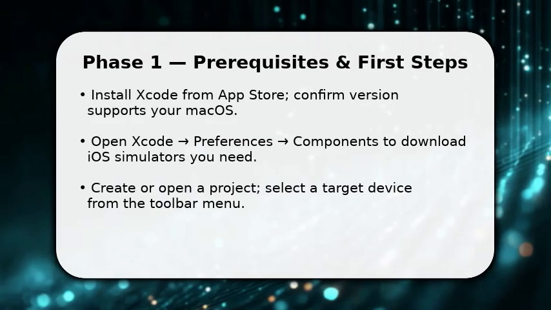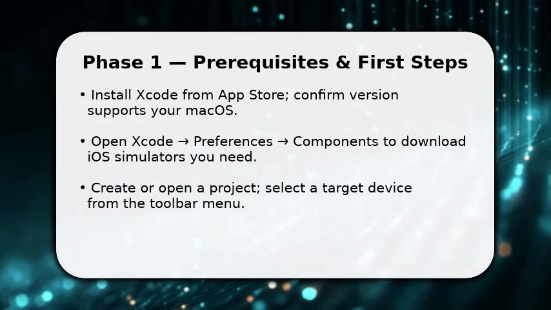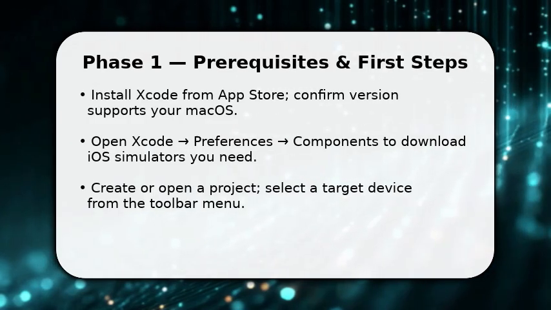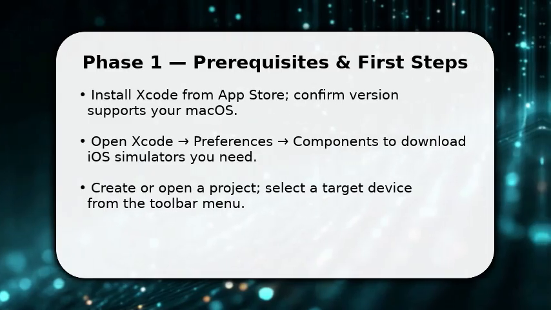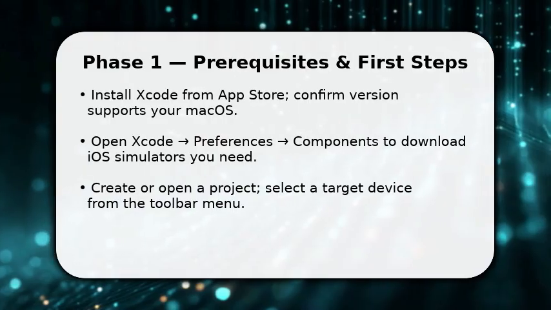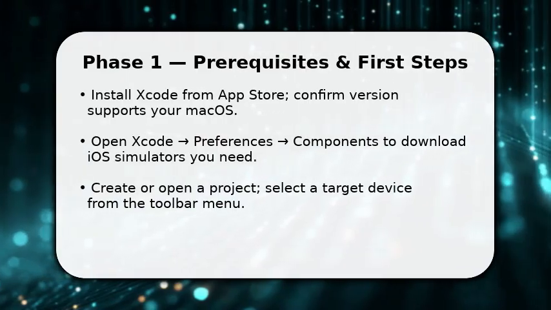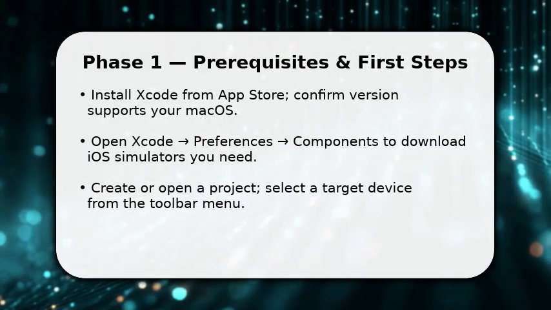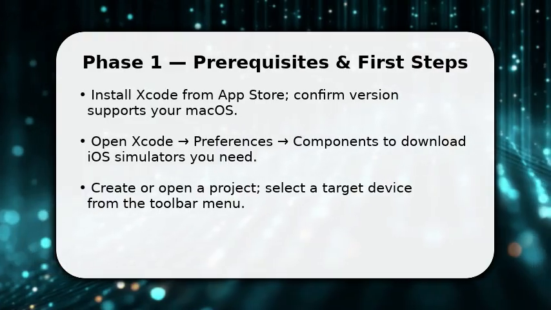Enjoy the video. You start by confirming Xcode and macOS compatibility, then download the simulator runtimes you need. Once done, open a project and choose a device in the toolbar. This selects the runtime and screen size. Make sure to sign in with your Apple ID for device features.